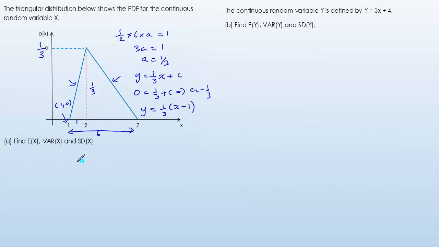So if we're looking at the PDF, we can start off with 1/3 x minus 1 when x is between 1 and 2.